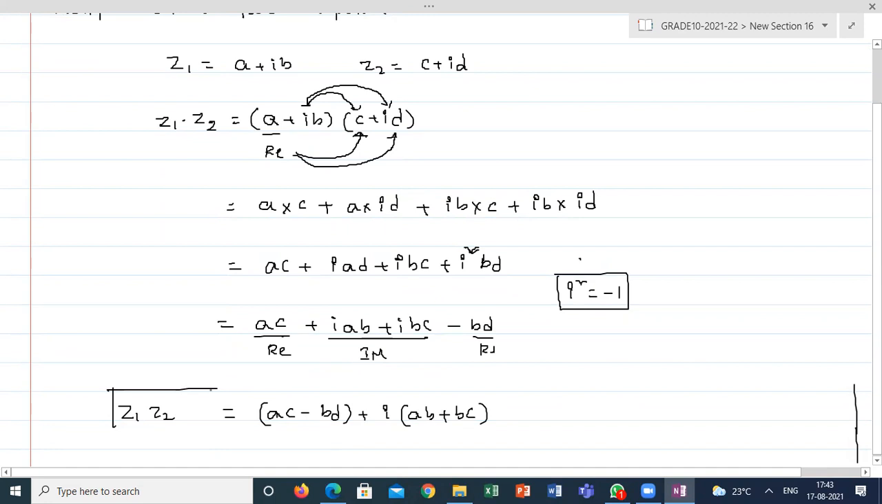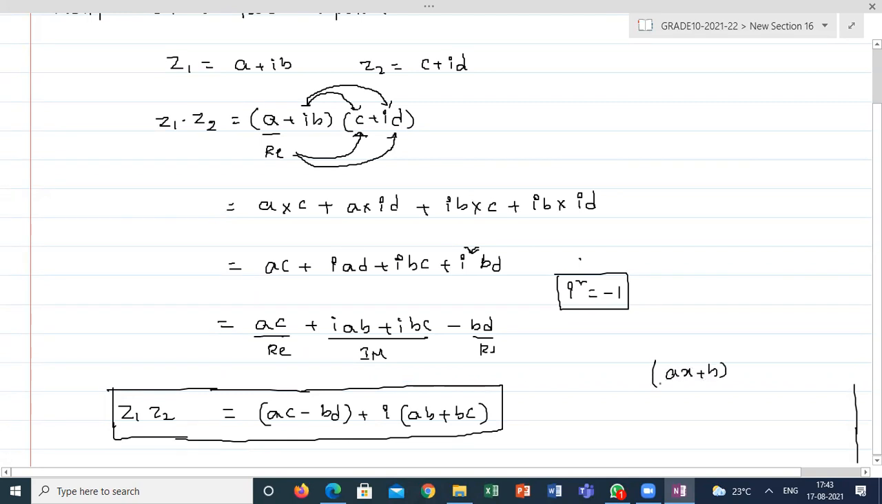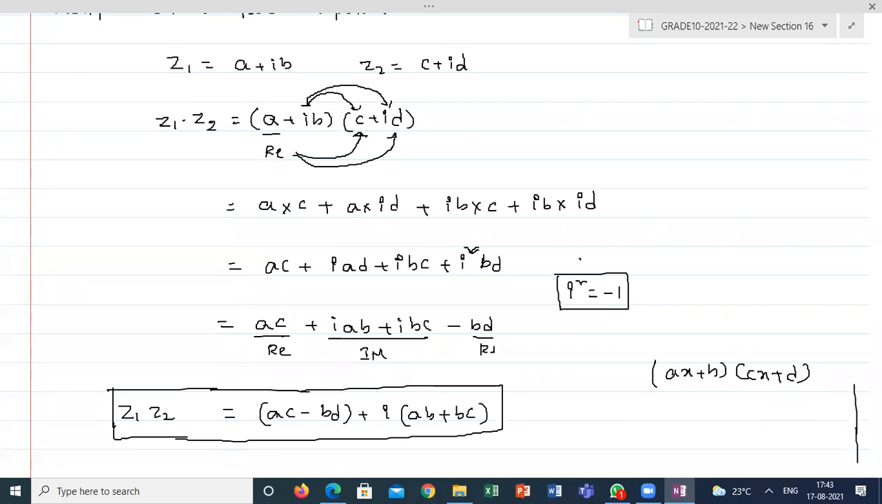Is it clear how to do the multiplication? If you are able to remember how to multiply Ax plus B into Cx plus D, that is enough. This is simple. Hope you are clear how to do the multiplication of these two complex numbers. Is it clear, guys? Yes, sir.